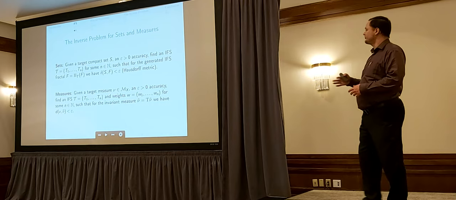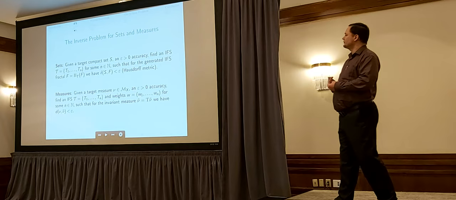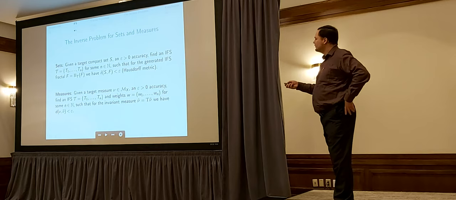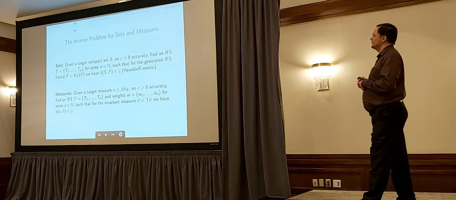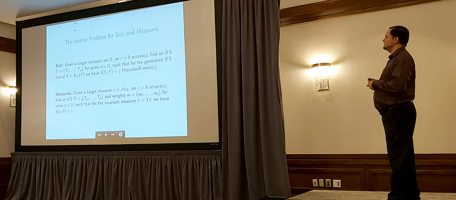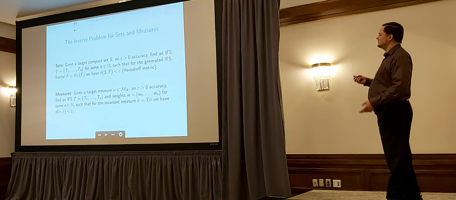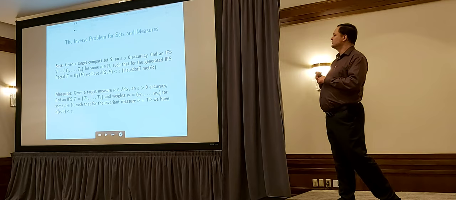So, these attractors are going to be used as a class of approximators. Given a target compact set S and an epsilon accuracy, the task is to find an IFS for some cardinality, which can also be variable, but typically it's fixed in the beginning, such that for the generated IFS, the fractal is going to be close to the target set.